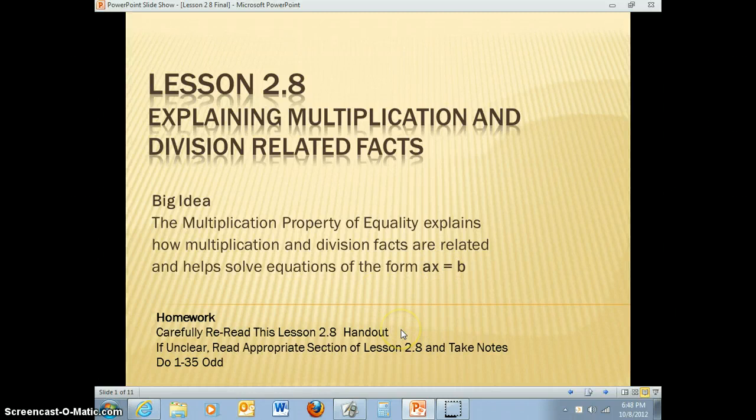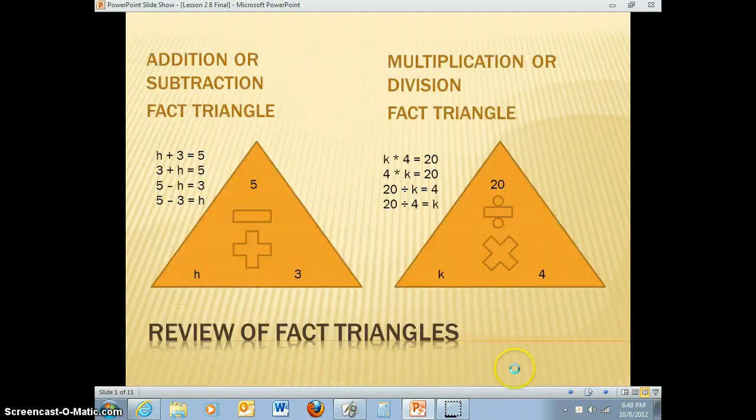All right, the homework is, after you're done listening to this presentation, to reread the handout. If there's anything unclear, then go to that particular part of the lesson in the book and take notes just on that particular part. Okay? So go to the section, take notes. If it's not unclear, if you understand what's going on after the presentation, then you would do 1 through 35 odd.